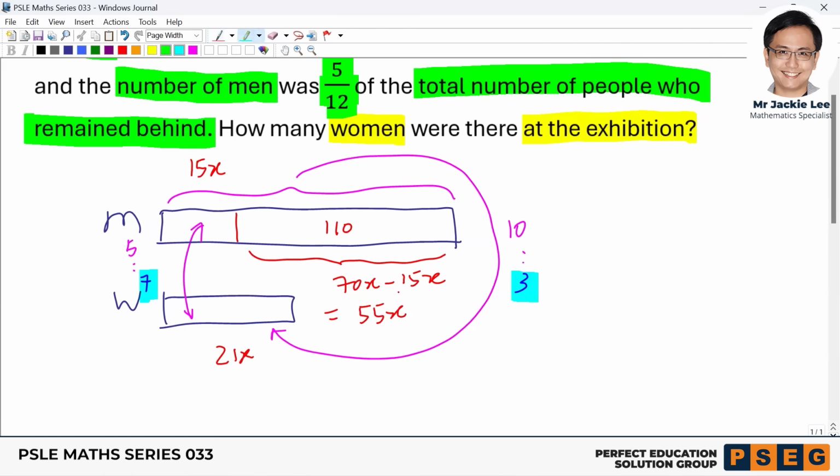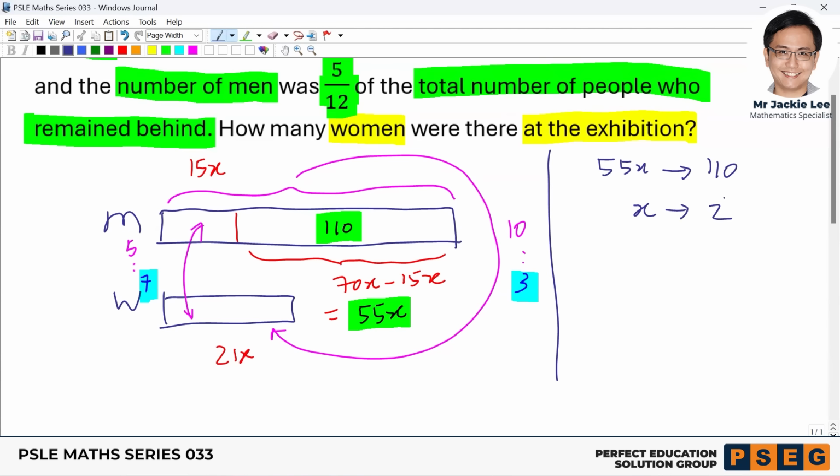Okay, well done. So this is the one that we are trying to get hold of. So 55x corresponds to 110. Very nice. So 1x is just 2. Am I right? So x corresponds to 2. Then now we can answer the question. How many women at the exhibition? In other words, simply asking for this part. So simply 21x, that means 21 times 2. Therefore, the answer simply is 42.